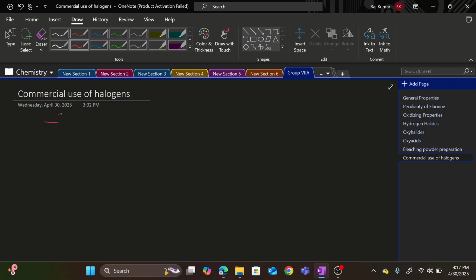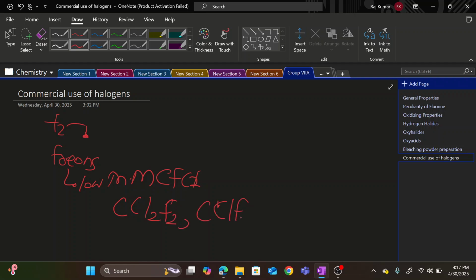For example, if we talk about fluorine, fluorine is useful for preparing freons. Freons are low molecular mass chlorofluorocarbons, which involve examples like carbon dichloride difluoride and carbon monochloride trifluoride. All of these are examples of low molecular mass chlorofluorocarbons, which can act as refrigerants and aerosol propellants.